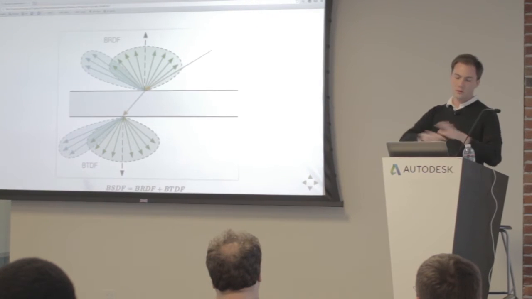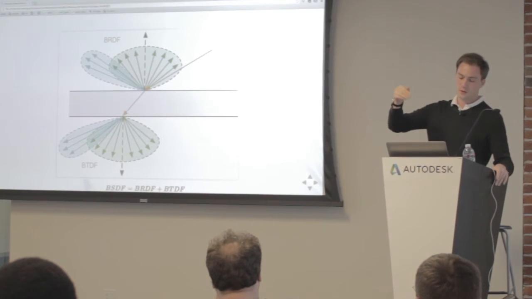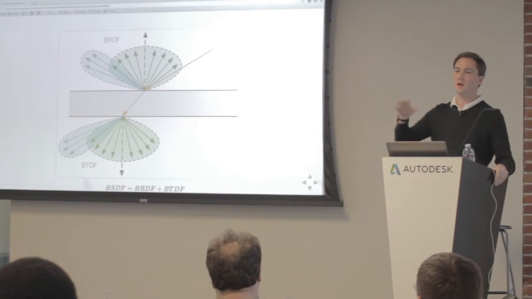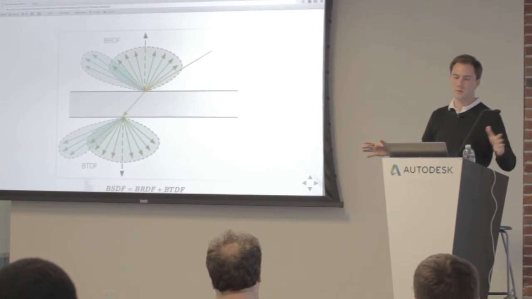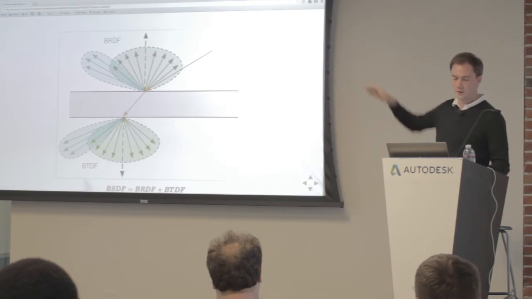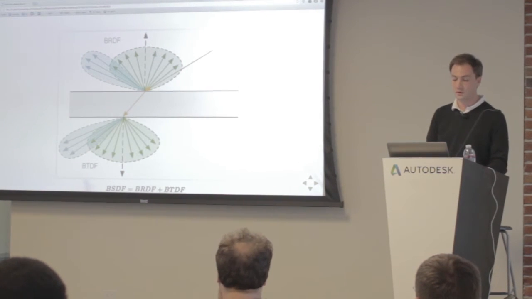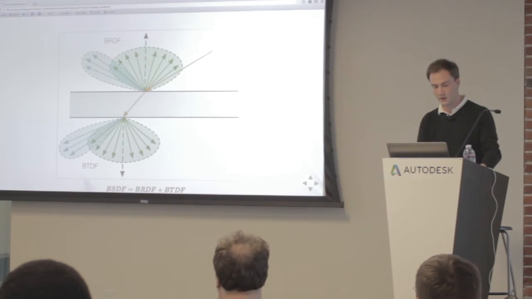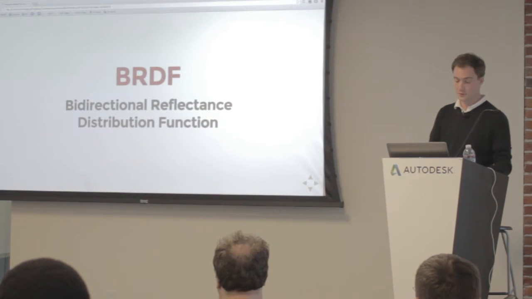We're going to ignore the act of scattering and going through the object because it's complicated. It's really hard to implement in real time. It's possible, there are tons of approximations we can use. That's how skin is done in games, for instance. We're going to focus on the top part of this picture. It's called the BRDF, the bidirectional reflectance distribution function.